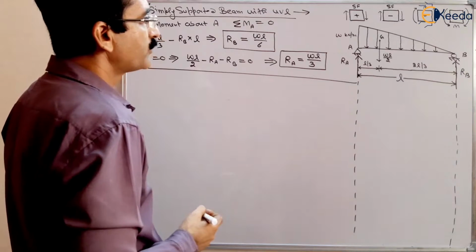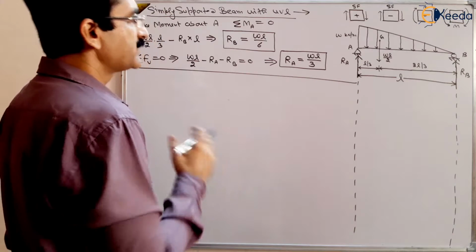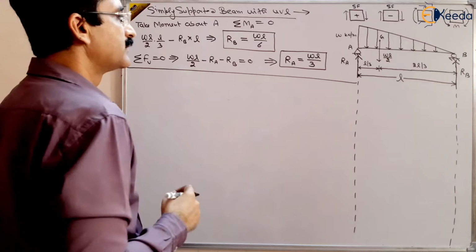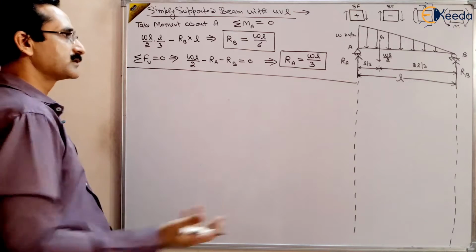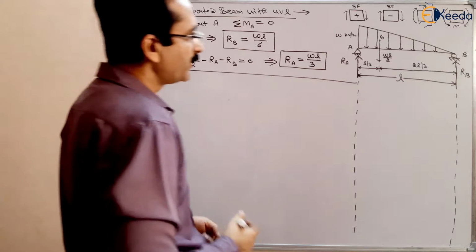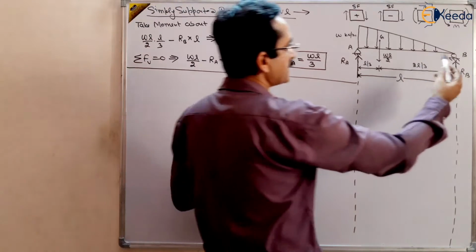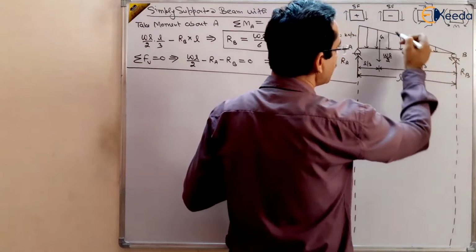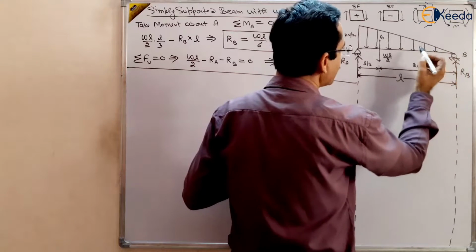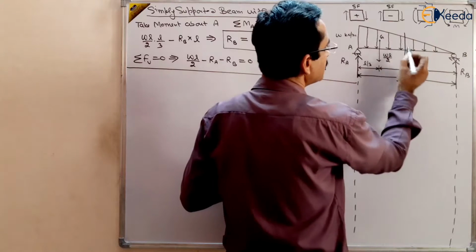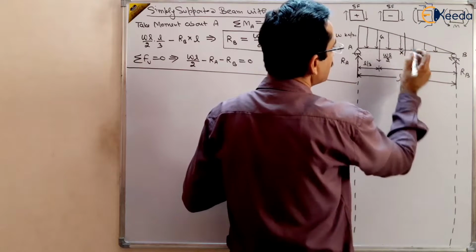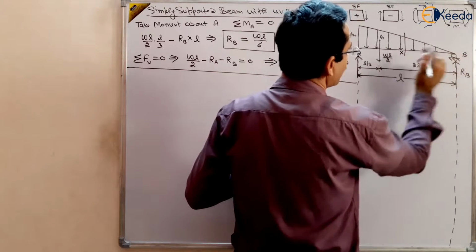So how can we find out shear force? For finding the shear force, let us take any section either on the left or to the right of the section. It is up to you. It will be better to take the section from the right, because in that case it is a single triangle. So let us take a cross section x from this point, right?